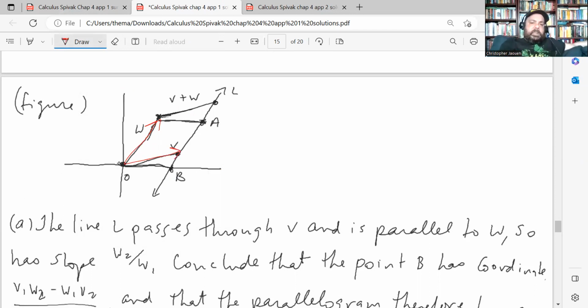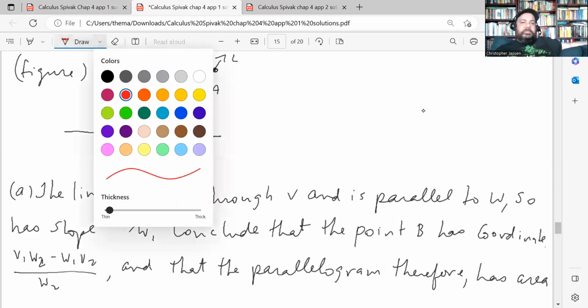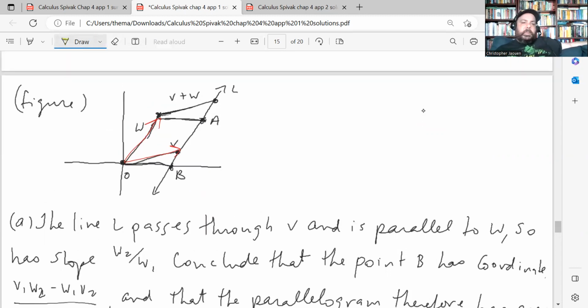So part A says the line L passes through V and is parallel to W. So that line, maybe I'll do that in a color. I probably should have color-coded this before. I didn't think about it at the time, so let me do that here. So this one here is line L.